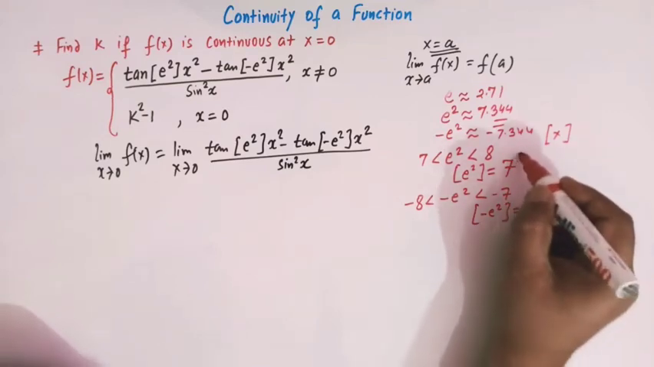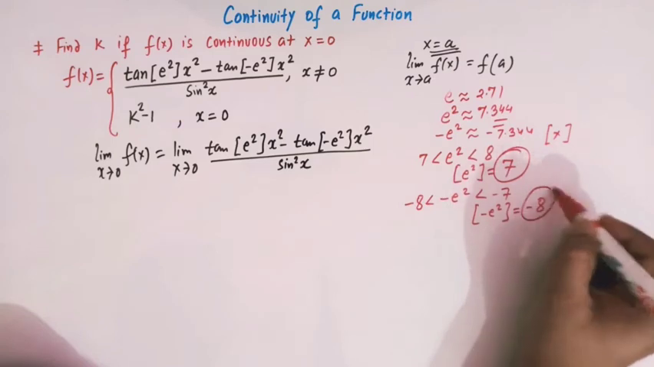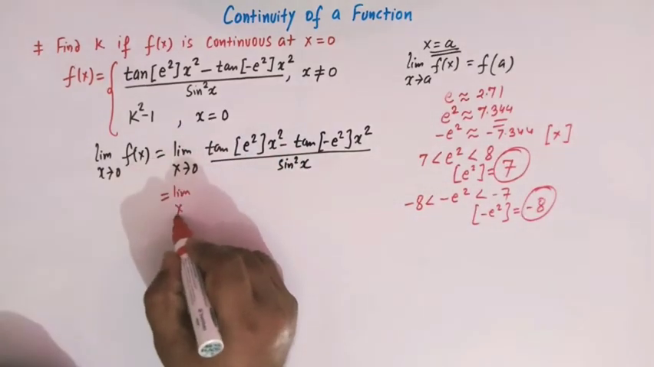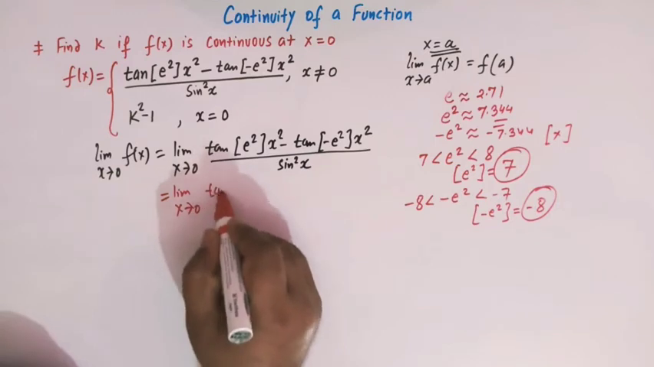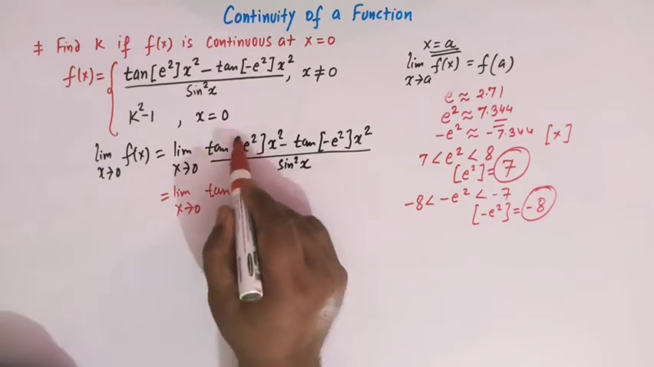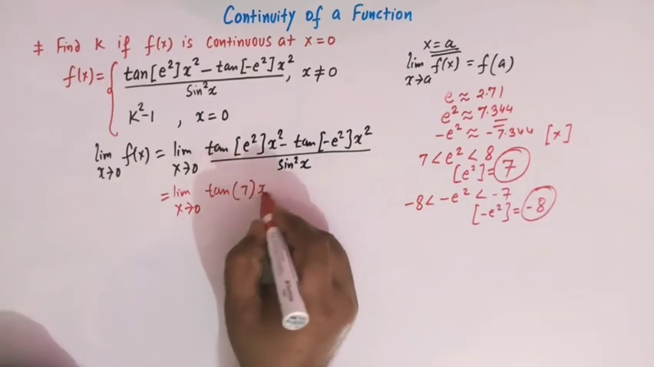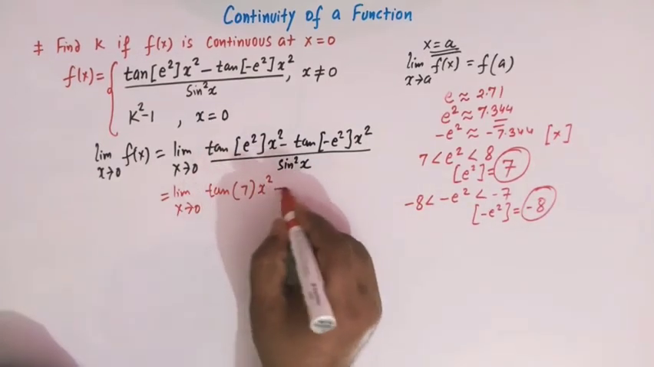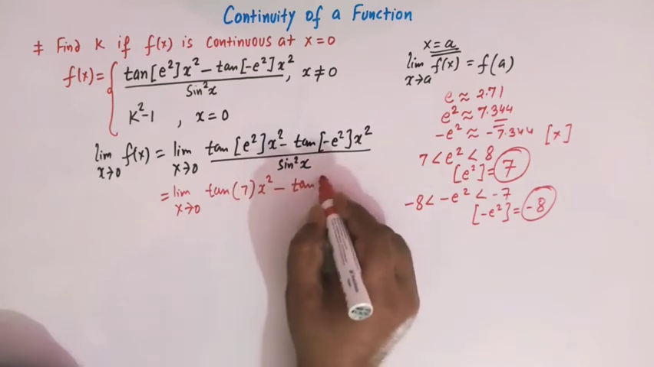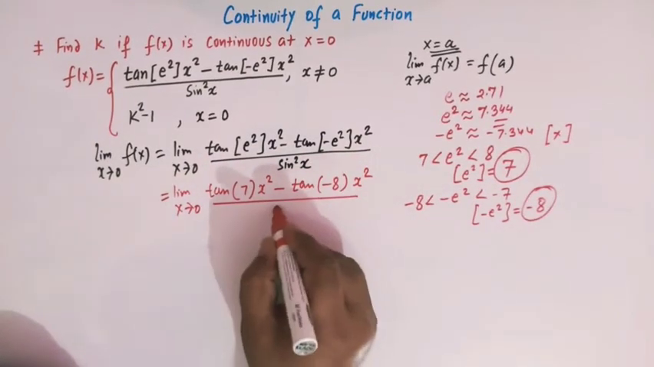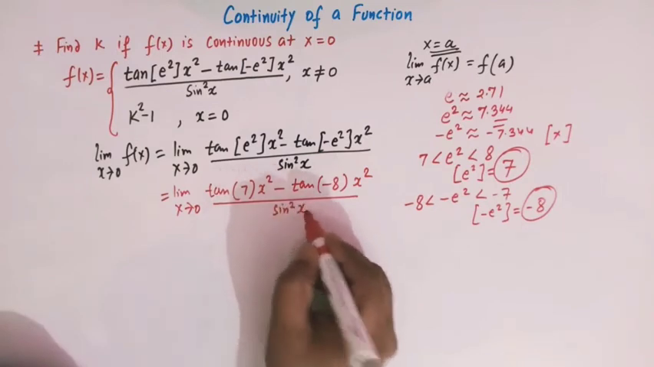So now we can substitute this value and this value over here. So we have limit x tends to 0 of tan of greatest integer of e square is 7, so we have here 7x square, and here we have tan of minus 8x square, divided by sine square x.